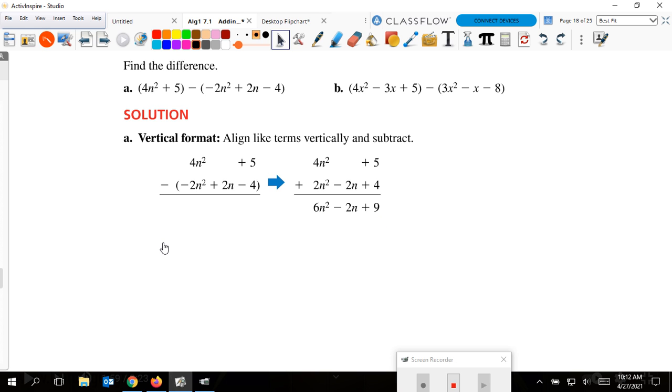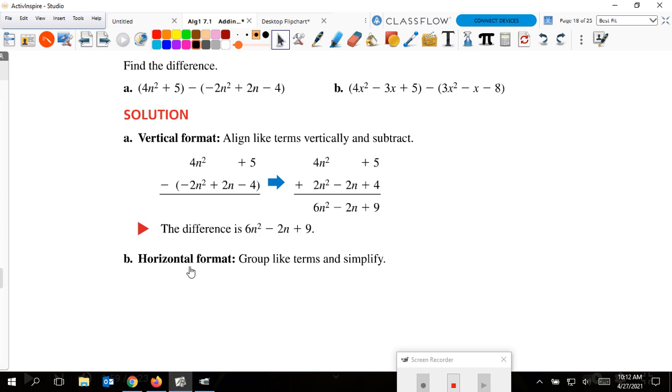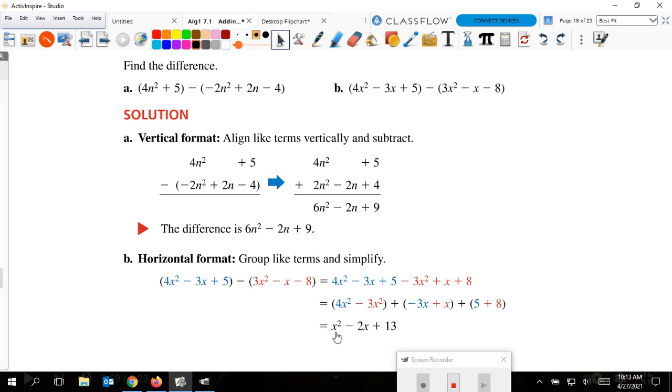You can do it this way. You can do the horizontal format, which is the one I'm typically using. So we could do it this way. We could distribute the negative first, like this one did. So this becomes now negative 3x squared. Negative times negative is positive x. Negative times negative is positive 8. So I changed all the signs of this red one, and now we just combine like terms like we did earlier with finding the sum. And then once we combine like terms, these two combine to x squared, these two x's combine to negative 2x, and these two constants combine to 13. So there's your answer on that one. Again, always answers are in standard form.